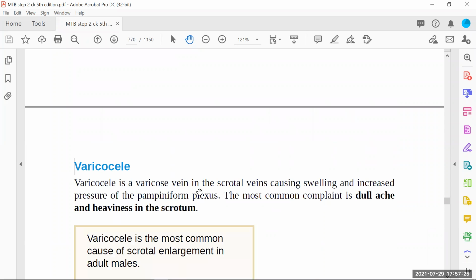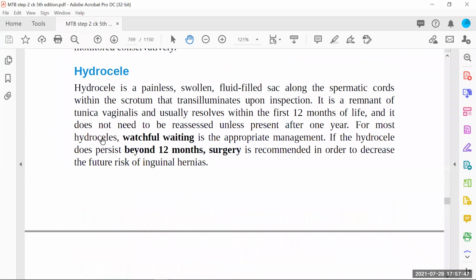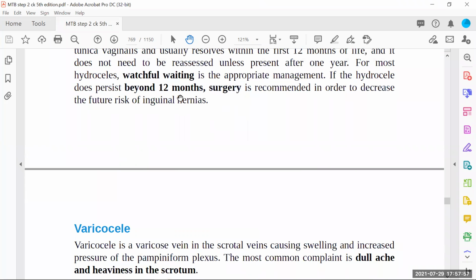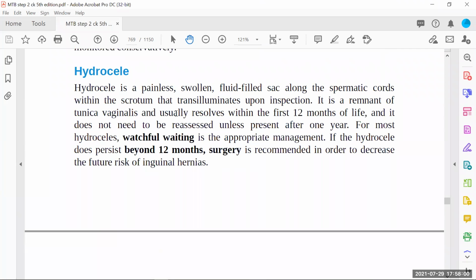Varicocele is a varicose vein in the scrotal vein causing swelling and increased pressure of the pampiniform plexus that just mimics hydrocele. But what is actually there is swelling and increased pressure of the pampiniform plexus inside the scrotum. The most common complaint is dull ache and heaviness in the scrotum. So adults have this varicocele, but children who are just born, up to 1 year old, have hydrocele. So there's a difference between hydrocele and varicocele. Varicocele is the swelling of the vessels, the pampiniform plexus, inside the scrotum. And here, this is the remnant, the tunica vaginalis, which has a fluid-filled cavity.